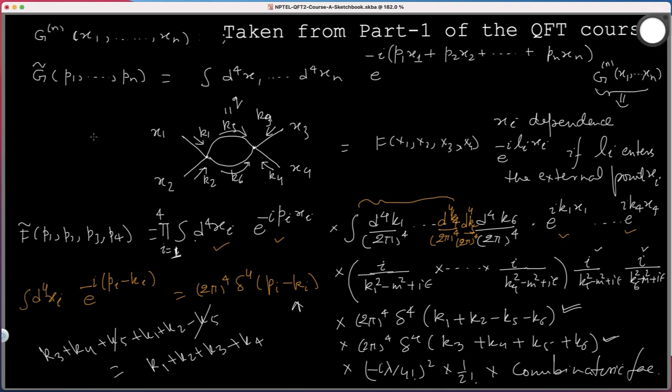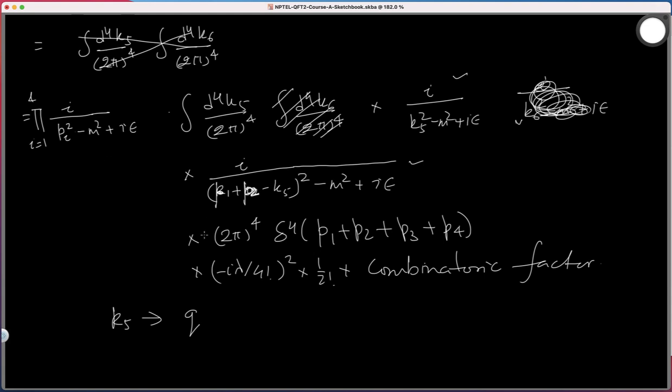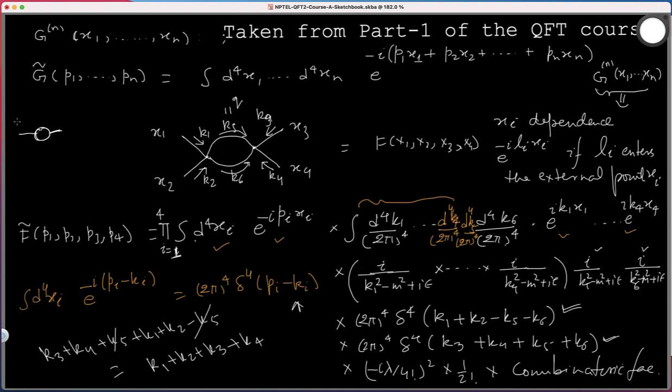If I look at a two-point function instead of this four-point function, any diagram which contributes to the two-point function, then if you repeat the same steps, at the end you will have all these propagators, in this case two propagators, and apart from other things you will have a 2 pi to the 4 delta 4 of q1 plus q2. If I call this q1 and this q2, then in addition to the propagators and other factors, you will have delta 4 of q1 plus q2.